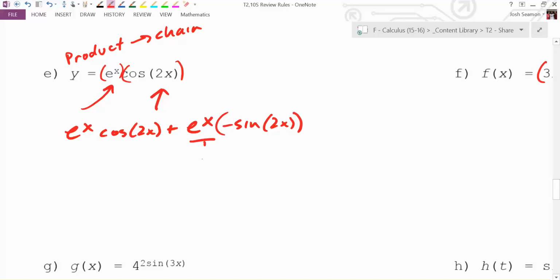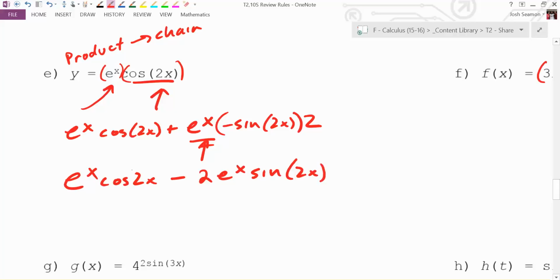The e to the x is already there, but the derivative of cosine 2x is going to be negative sine of 2x times what? What's the inner function? 2x. What's the derivative of 2x? 2. So if you clean this up a little bit, it would be e to the x cosine 2x minus 2e to the x sine of 2x. That would be a nice way to write it.